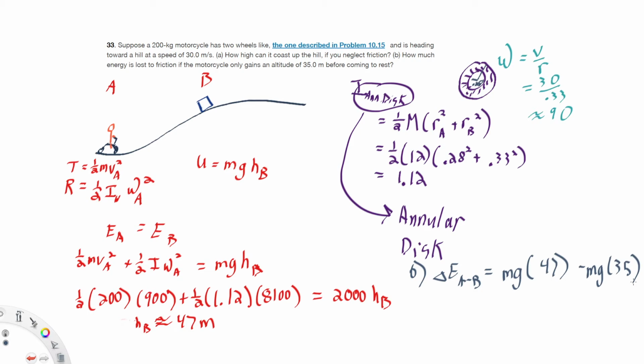Where did v go in the rotational equation? Oh, I is 1.12, and then the omega we calculated was 90 rad per second. So 90 squared is 8100. Is 90 squared 8100? Yes, it is. Okay.